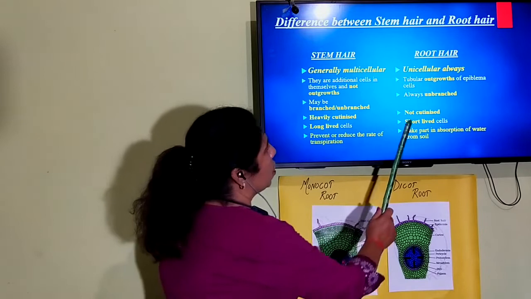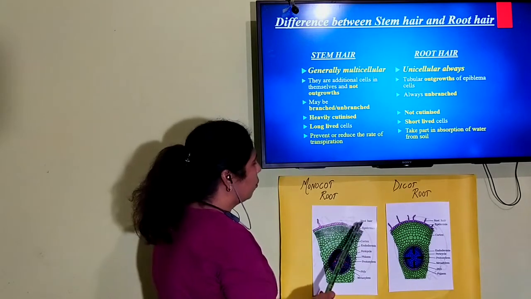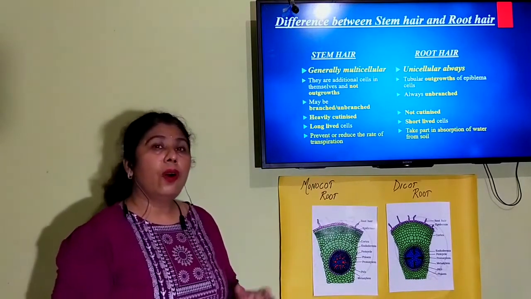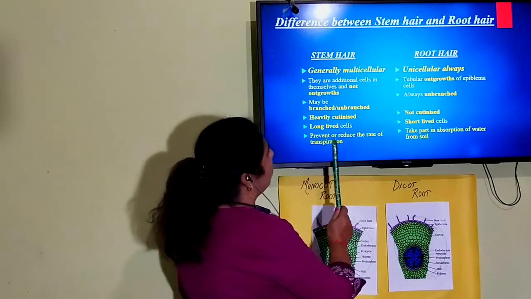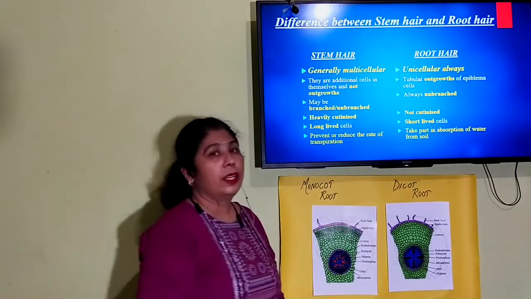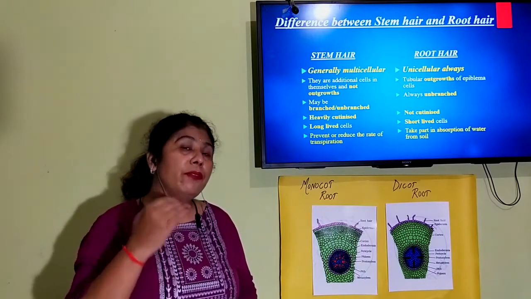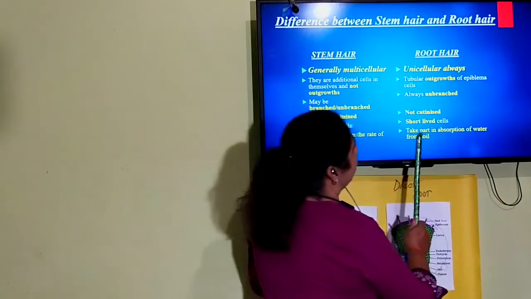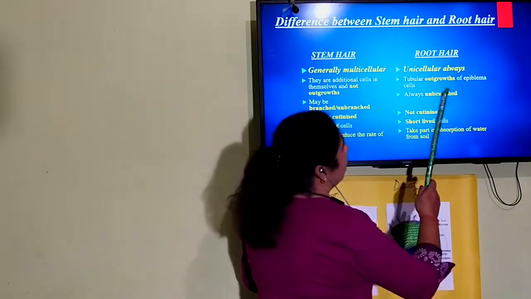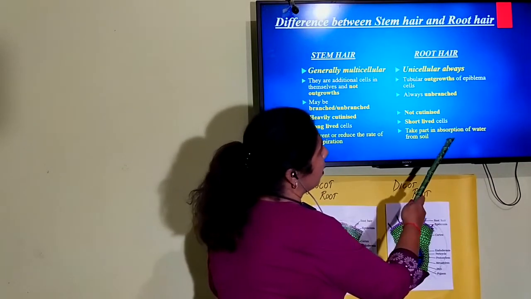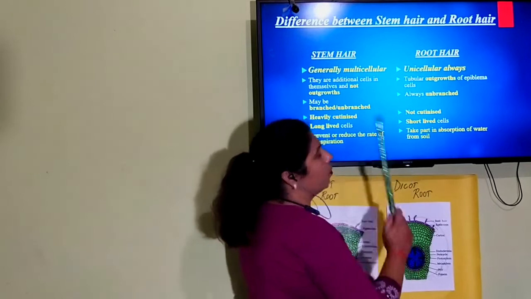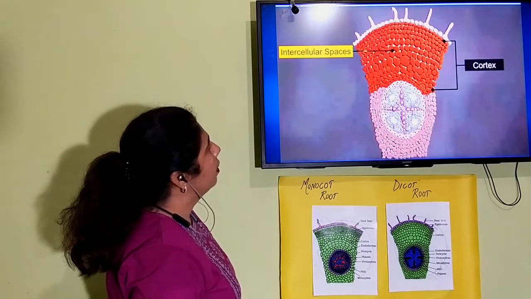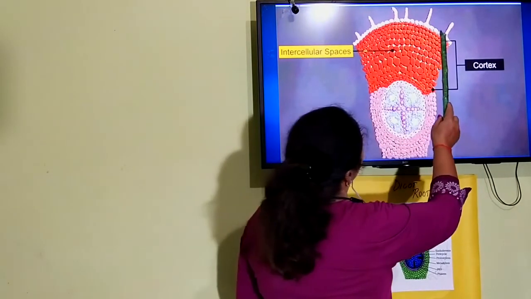Long-lived cells, short-lived cells. Here the root hair cells are short-lived. In the case of stem, the cells are long-lived. They prevent or reduce the rate of transpiration. They are cutinized, so they prevent the water loss from the plant. But here they take part in absorption from the soil. Here you can know why the cells are not cutinized, because they take part in absorption of water from the soil.